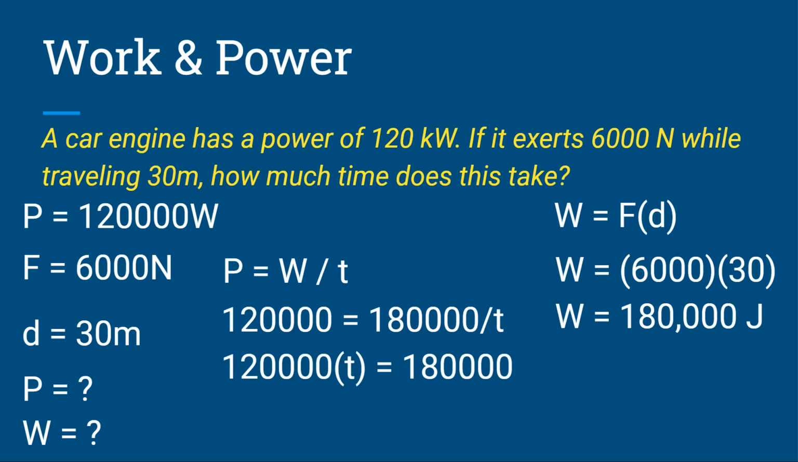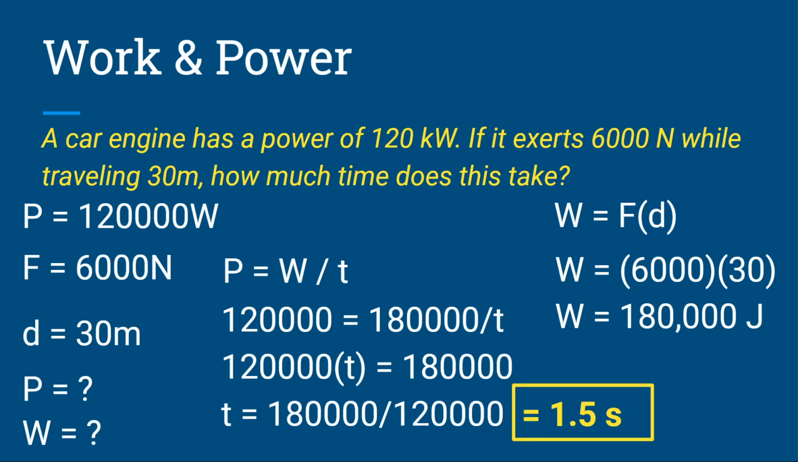120,000 times t equals 180,000. Now when you divide, you'll be isolating that variable, and now you're dividing in the right order. 180,000 divided by 120,000, that's the order they should be divided, will give you a time of 1.5 seconds. Okay, so my answer to this question is 1.5 seconds. Does anybody have a question about this one?